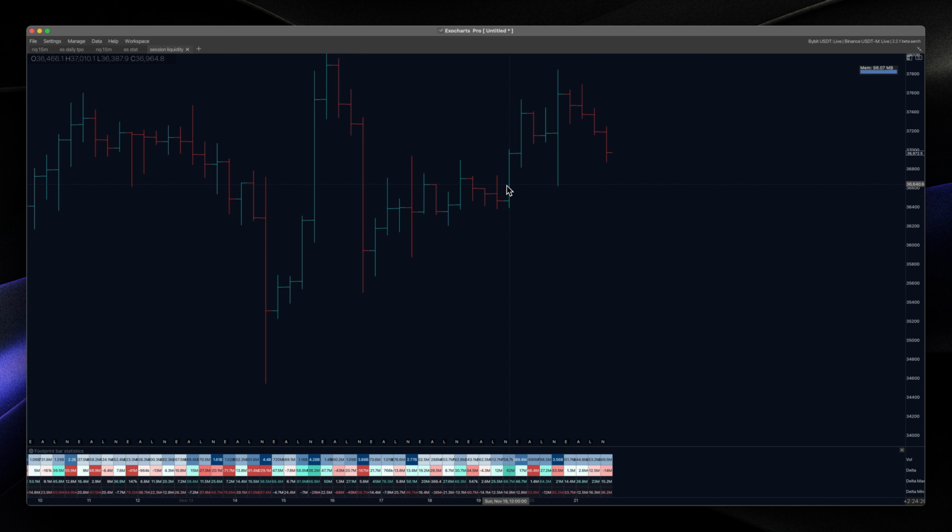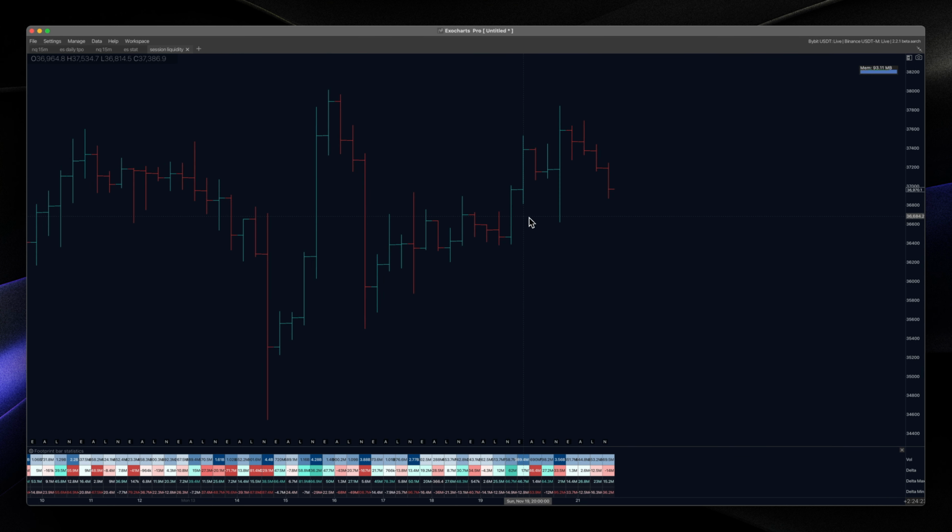But this is within that same workspace, within the XO charts workspace section, where you've got this template, and each candle is representing a specific session rather than a specific time.